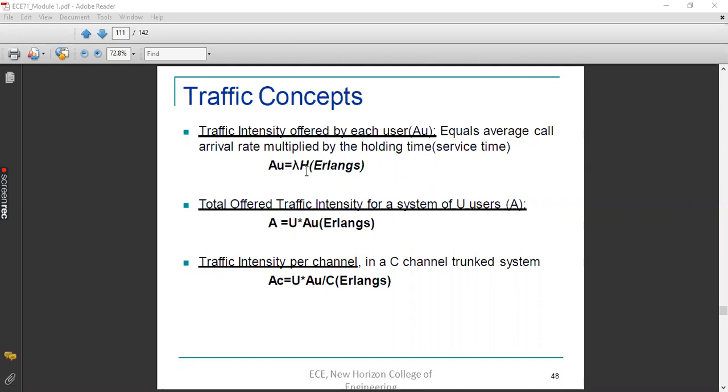AU equals lambda into H. Lambda is the arrival rate, the number of calls arrived per unit of time. H is the holding time, which means on average how long a call is held. We multiply them to get AU, the offered traffic from one user. To find the total offered traffic intensity, you multiply AU with U, the number of users in the system. For traffic intensity per channel, you divide U into AU by C, where C is the total number of trunked channels available in the TRS. What is TRS? TRS is trunked radio system.